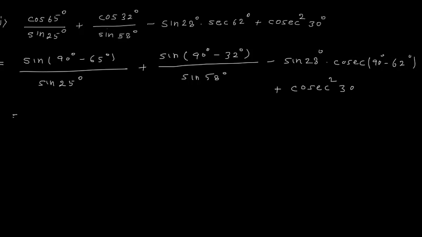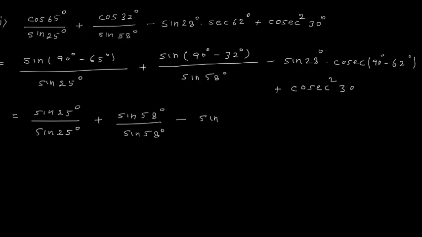So this is equal to sine 90 minus 65, which is sine 25 degree, upon sine 25 degree, plus sine 90 minus 32 is sine 58 degree, divided by sine 58 degree, minus sine 28 into cosec 28, and plus cosec 30 is 2, so it is 2 square.